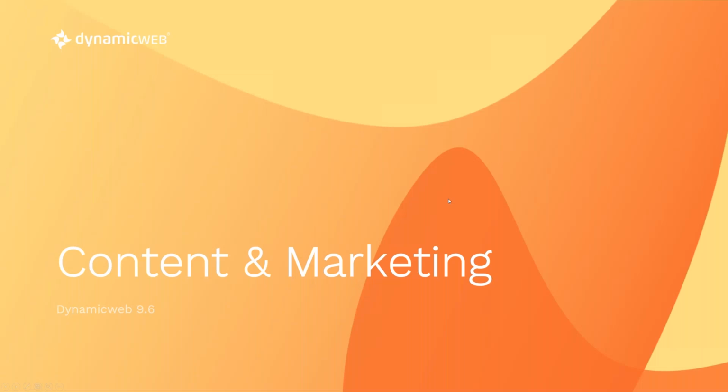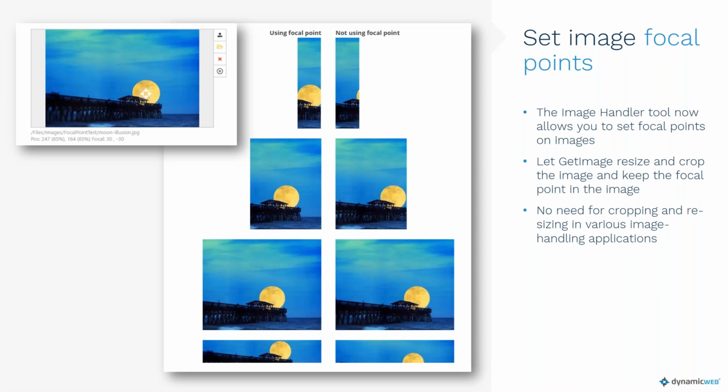But first, we'll start with features in the content and marketing part of Dynamicweb. And the first one I'm going to show you is one that has been requested for a long time. It's finally here: the feature of using image focal points. And an image focal point is a way to control how we scale and crop images in the system.